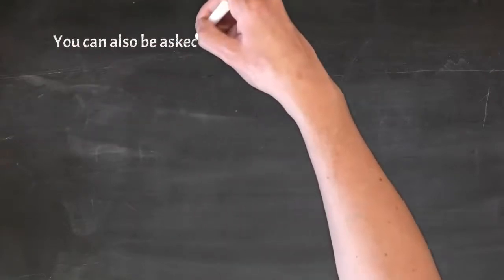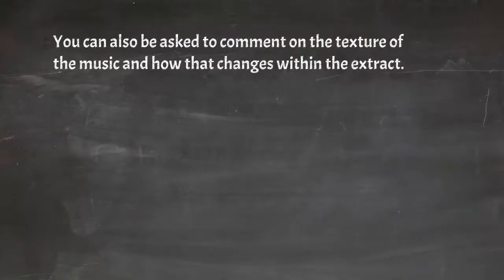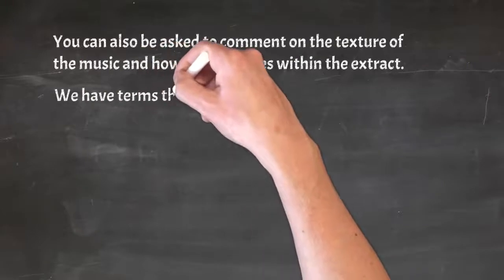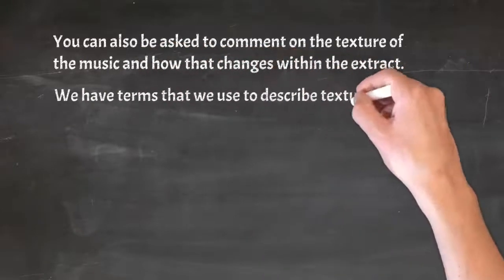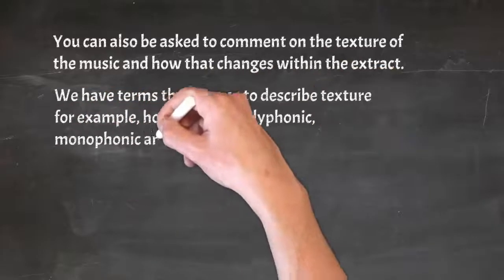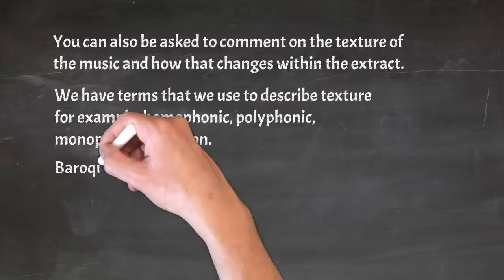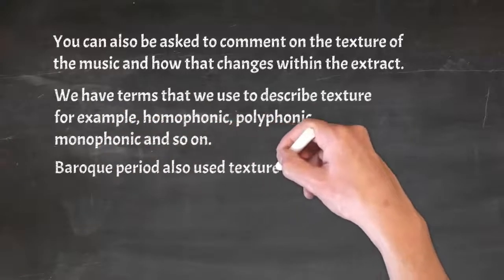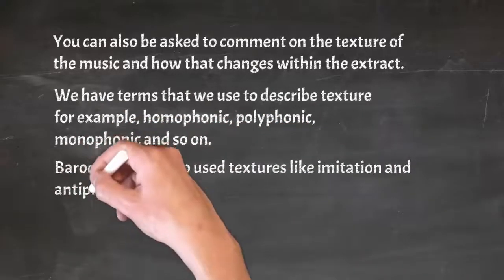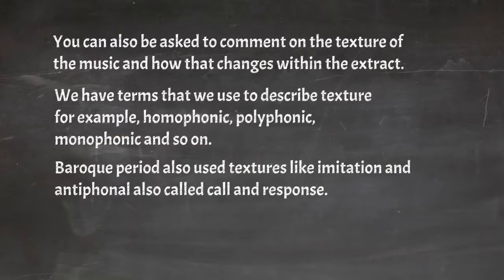Now, you can also get a question that asks you to comment on the structure of the music and how that changes within the extract. Now, remember here that we have different terms that we use to describe the texture of music. For example, we have homophonic, polyphonic, monophonic, and so on. It is also important for you to remember that music from the Baroque period also uses different textures like imitation and antiphonal, which is also called call and response.